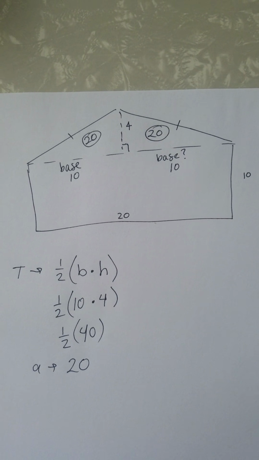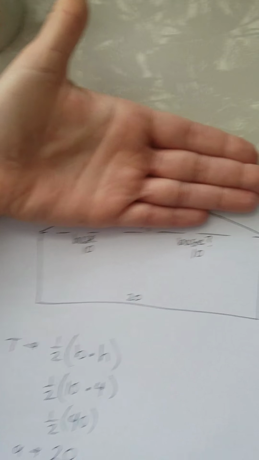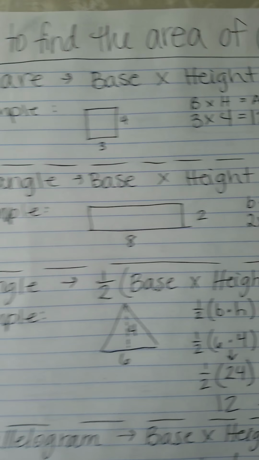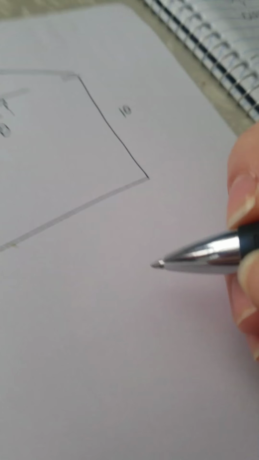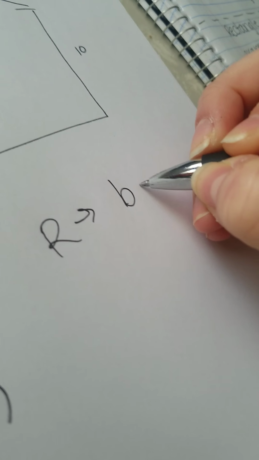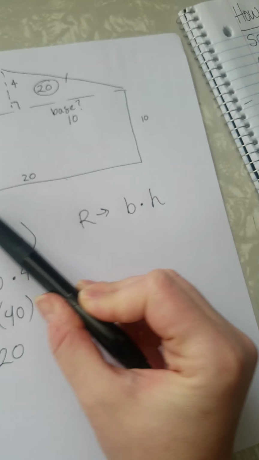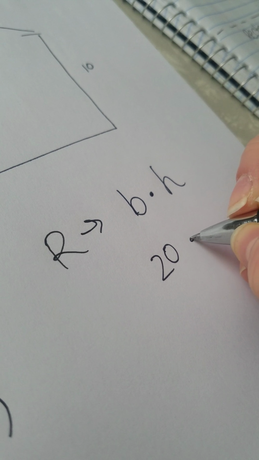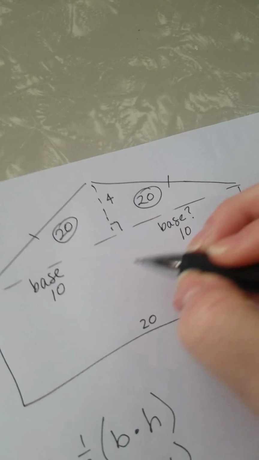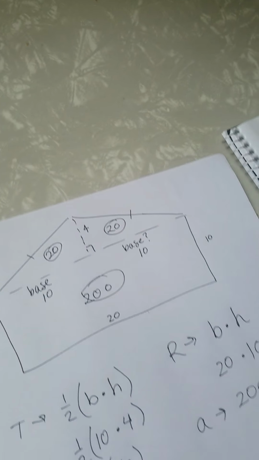Next step is now we've solved all the area up here. We're just left with this big rectangle. A rectangle formula is just base times height. So what is the base? What's the height? Here, let me write this out. For the rectangle formula, it is just base times height. The base is 20, right? This whole entire base is 20, and the height is 10. So I just do 20 times 10, which is equal to 200. So that means that the area of this whole rectangle is 200.